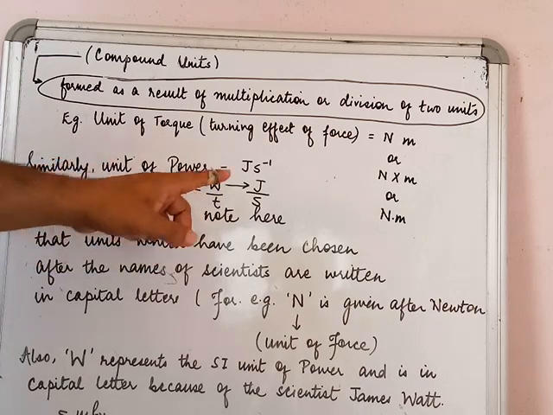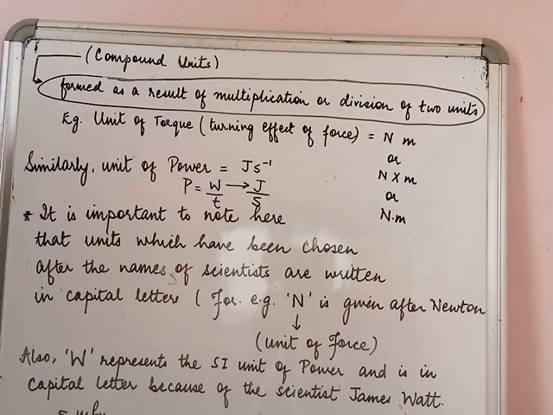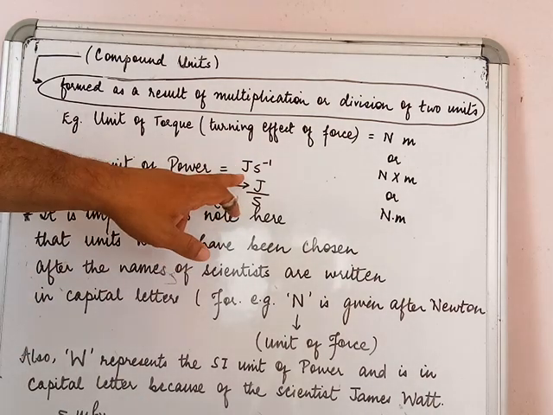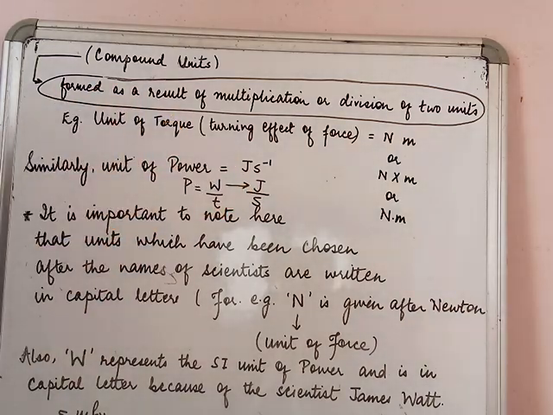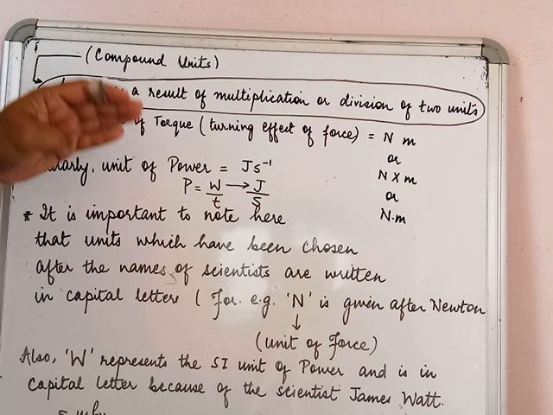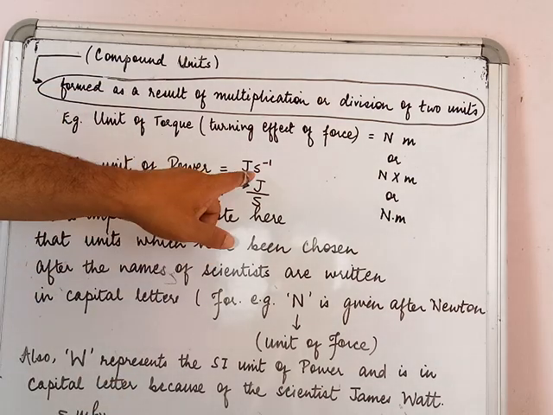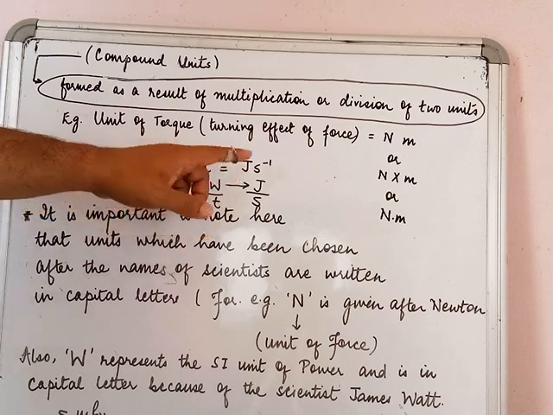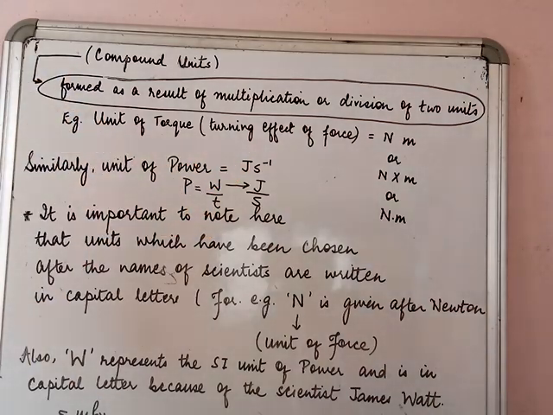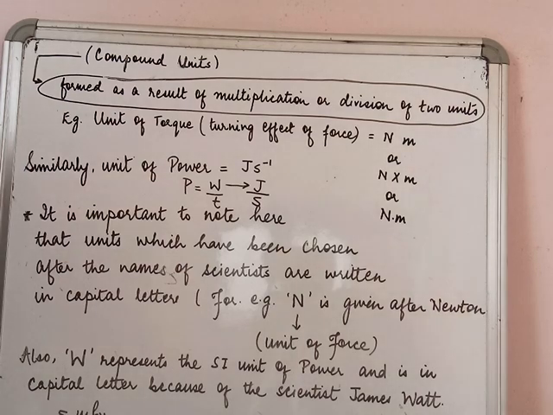Once again, is it a combination of two units? Yes, it is a combination of two units, joules and seconds. In fact, it is a division of these two units. So it is a compound unit. Why? Because we have second as the fundamental unit and joule as the derived unit. So it is a combination of two units, in fact the division of two units. This is what the compound unit is.